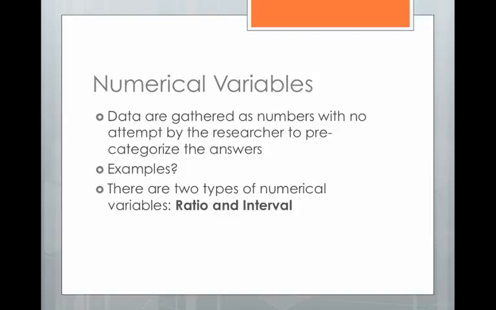So moving on from categorical variables, we have numerical variables. Numerical variables are where data are gathered as numbers, and there's no attempt by the researcher to pre-categorize the answers. These tend to be write-in questions or where you're just simply typing in a number. What are some examples of numerical variables? The most common is probably age, or how often do you do something, or how many times do you do something, or how long. Those are examples of numerical variables. There are two types of numerical variables: ratio and interval.